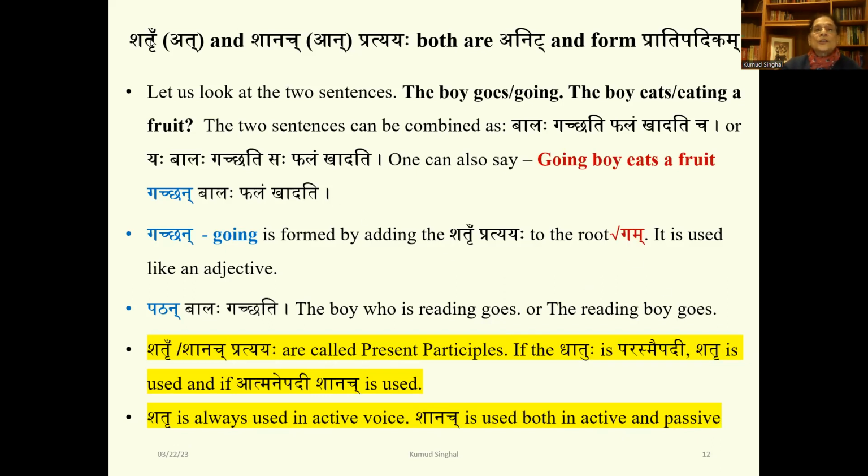So these two pratyayas, Shatra and Shanach, when added to a root, form a pratipadikam. They are used to combine two sentences, kind of, and they act like an adjective. This is important because in many books they are referred to as present participles. And if a dhatu is parasmaipadi, then you use Shatra, and if it is atmanepadi, you use Shanach.